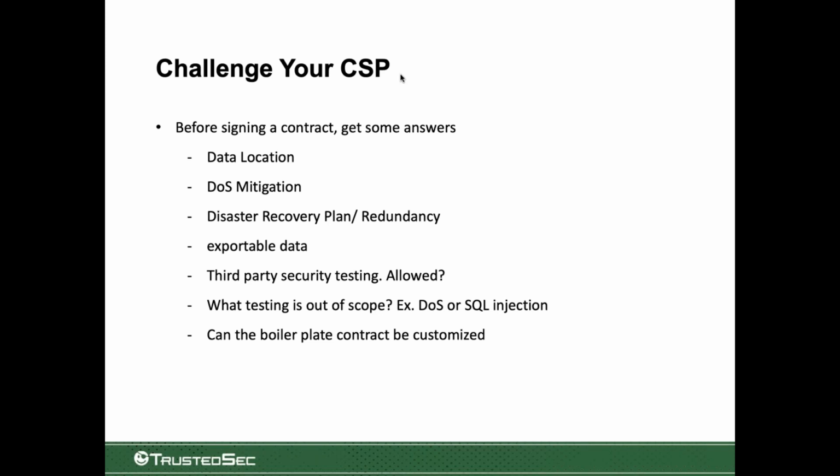And then most of these contracts are boilerplate. Ask them if you can customize it. Ask them if you can build some of this stuff in there. If they want your business, they're going to let you do that.